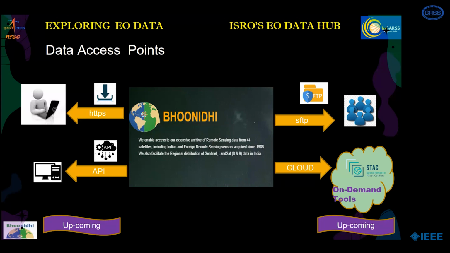We are coming in the next few months with APIs, where you can access data through API. And also we are moving to cloud so that we can scale up to the user requirements, and also the data is available in near real time through our cloud services. So these are the four data access points that we are providing.